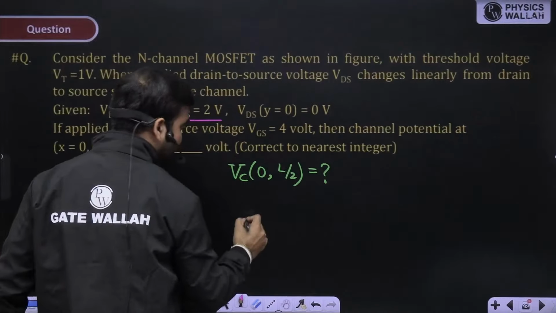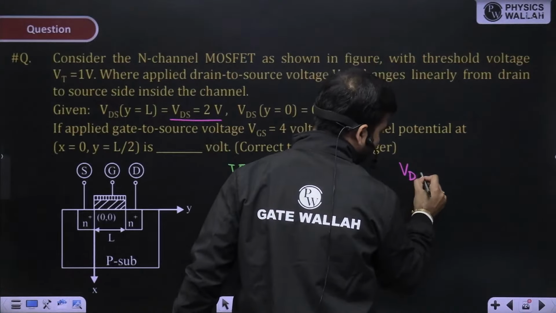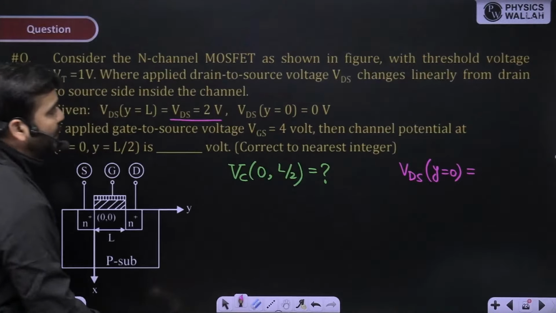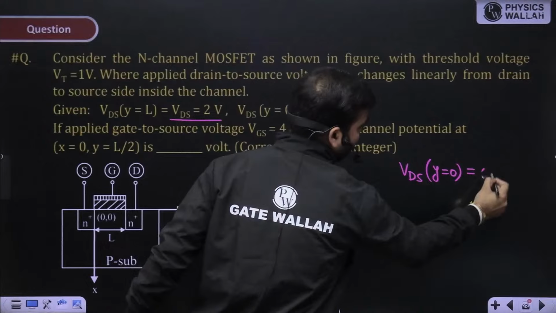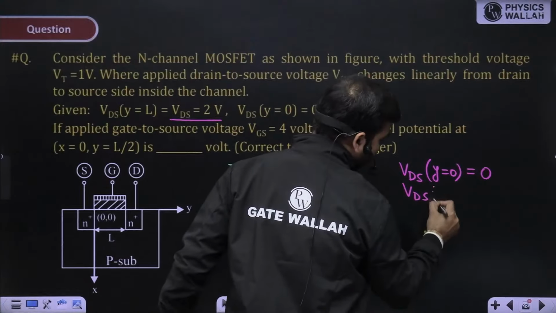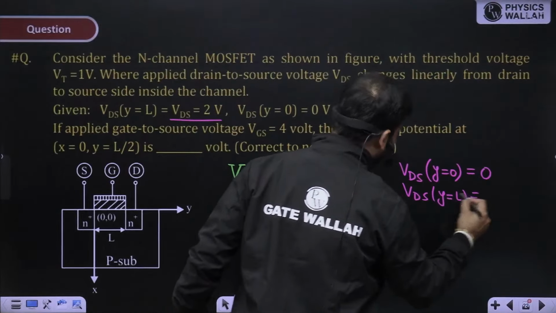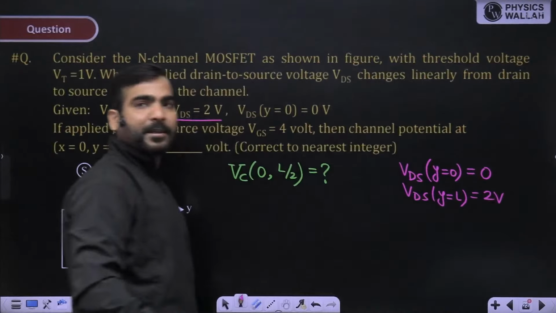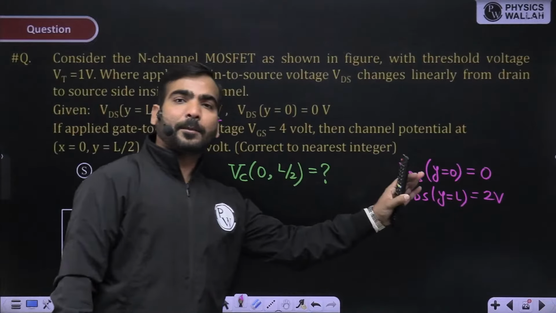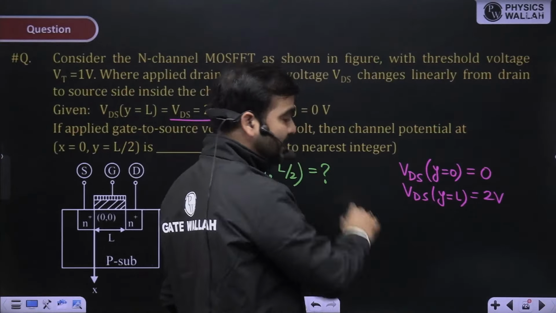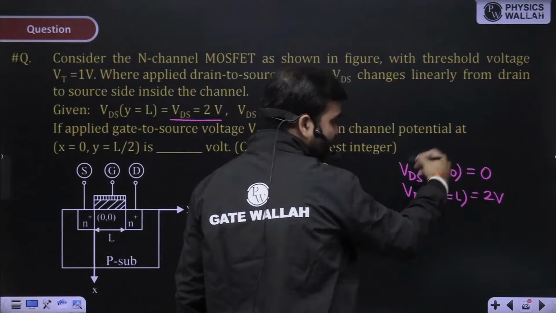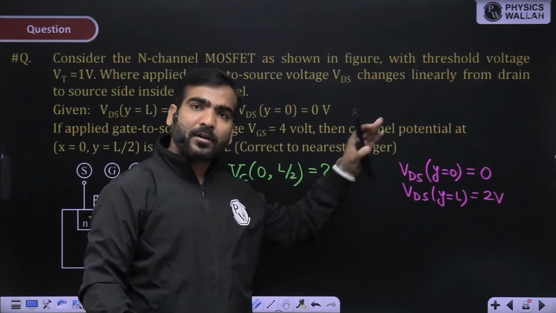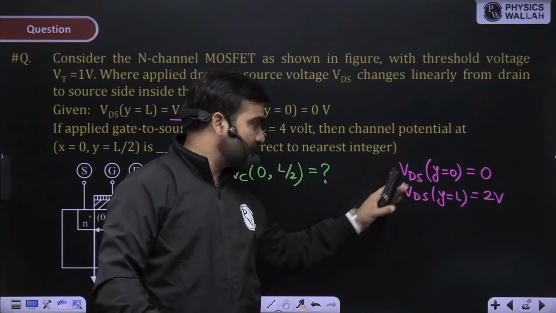So how much is VDS given? VDS at y equals 0 is 0. And VDS at y equals L is 2 volt. And in the question I have given that VDS is varying linearly with the distance X or distance y. So can you write down the equation of this, which is varying linearly? At y equals 0 it has value 0, at y equals L it has 2 volt.